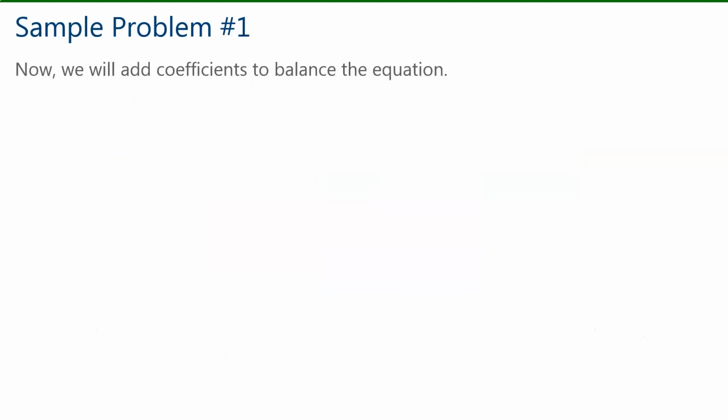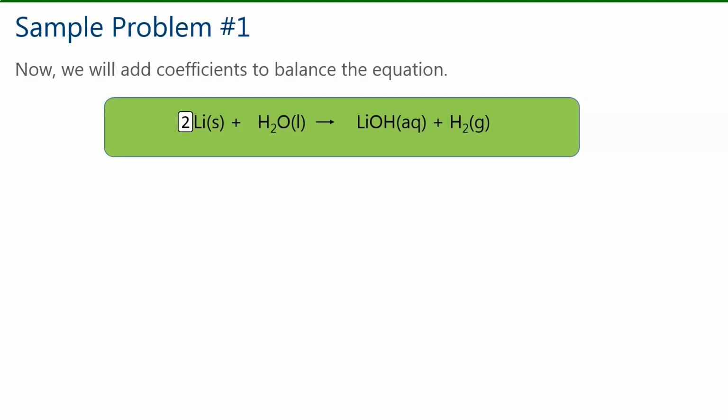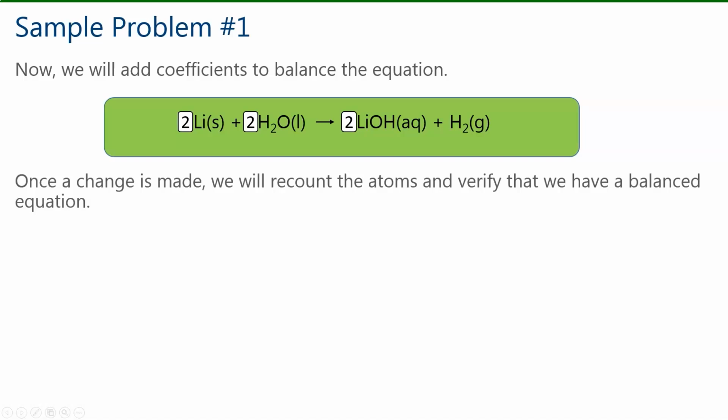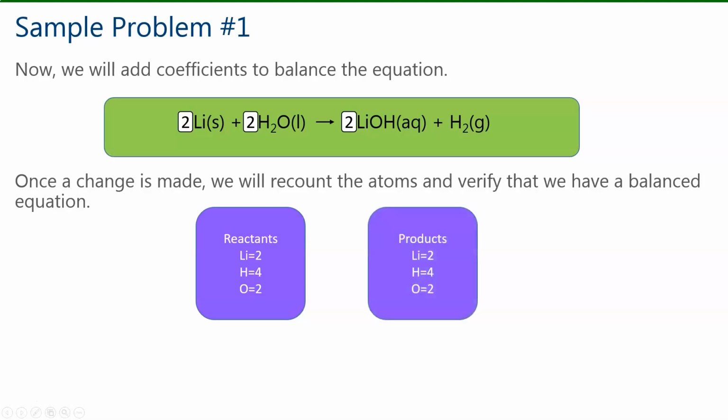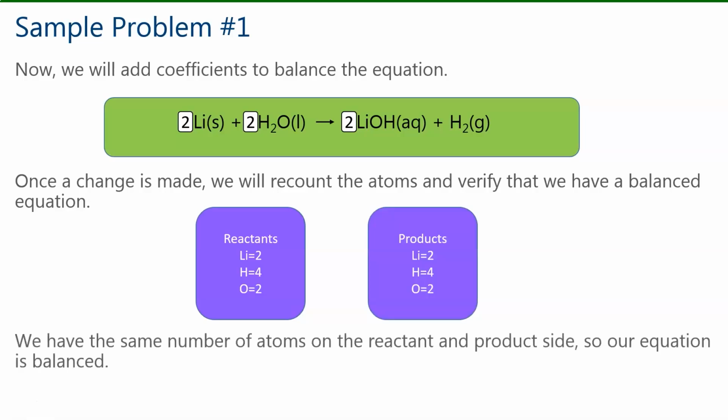Next, we will add coefficients to balance the equation. We're going to add a 2 in front of lithium, a 2 in front of water, and a 2 in front of lithium hydroxide, and then we'll do a recheck. So once a change is made, we will recount the atoms and verify that we have a balanced equation. On our reactant side, we have 2 lithium, 4 hydrogen, and 2 oxygen. On our product side, we have 2 lithium, 4 hydrogen, and 2 oxygen. We have the same number of atoms on the reactant and product side here, so our equation is balanced.